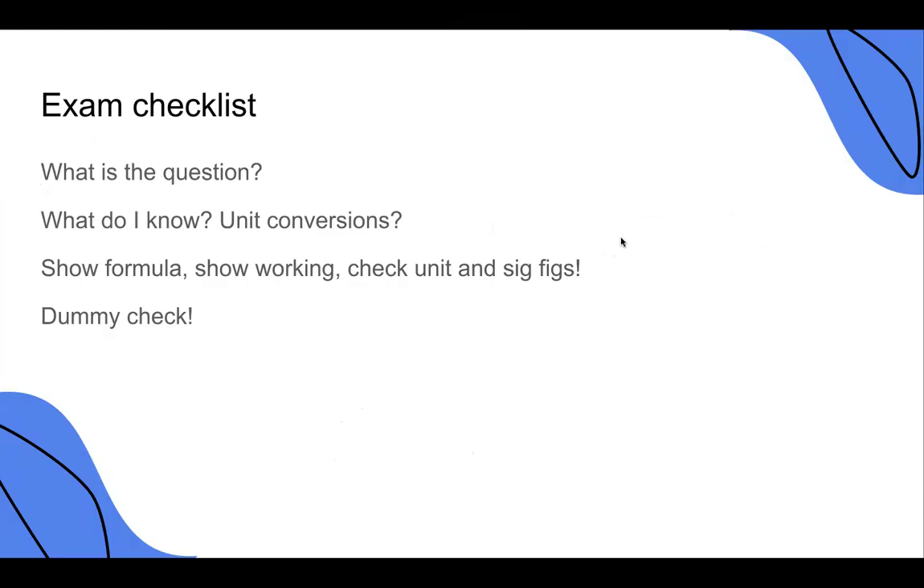And let's go back to the exam checklist again. So remember, next time you see a question, don't panic. Think about what the question is asking for. What do I already know? Unit conversions. Show formula, show working, show unit, and significant figures. And at the end, dummy check.